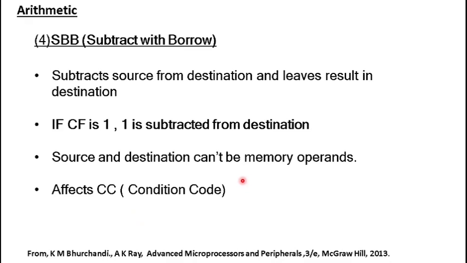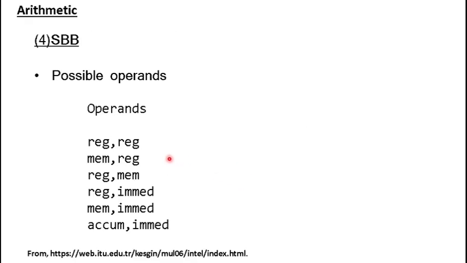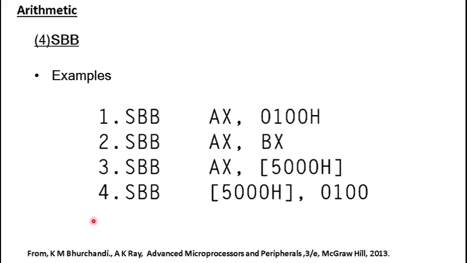As with other arithmetic instructions we have seen, source and destination can't both be memory operands, and SBB affects the condition code too. So these are the possible operand combinations. For a register source, the destination can be register or memory. For a memory source, the destination can be only register. For an immediate source, the destination can be register as well as memory, and it has a single immediate source format also, where the destination will be the implicit accumulator AX. So this shows various examples for SBB.